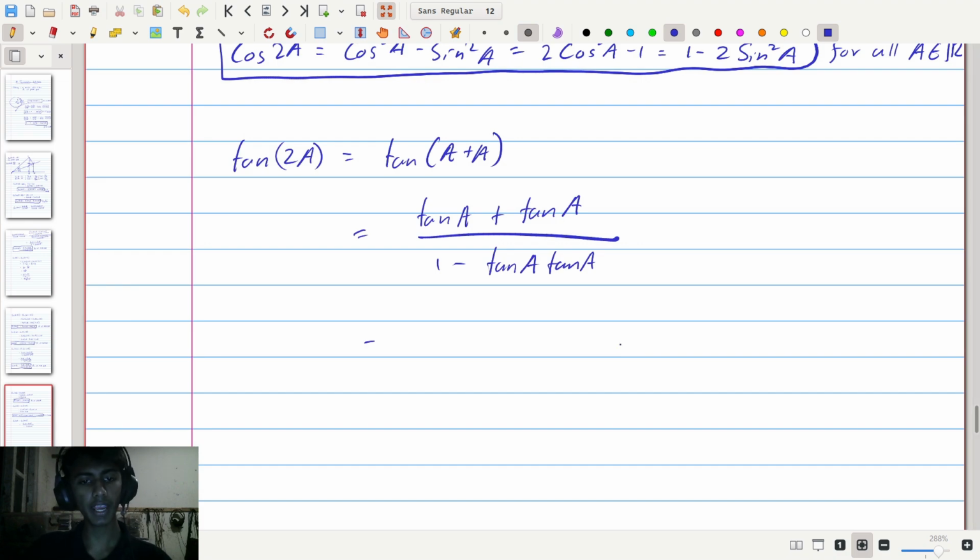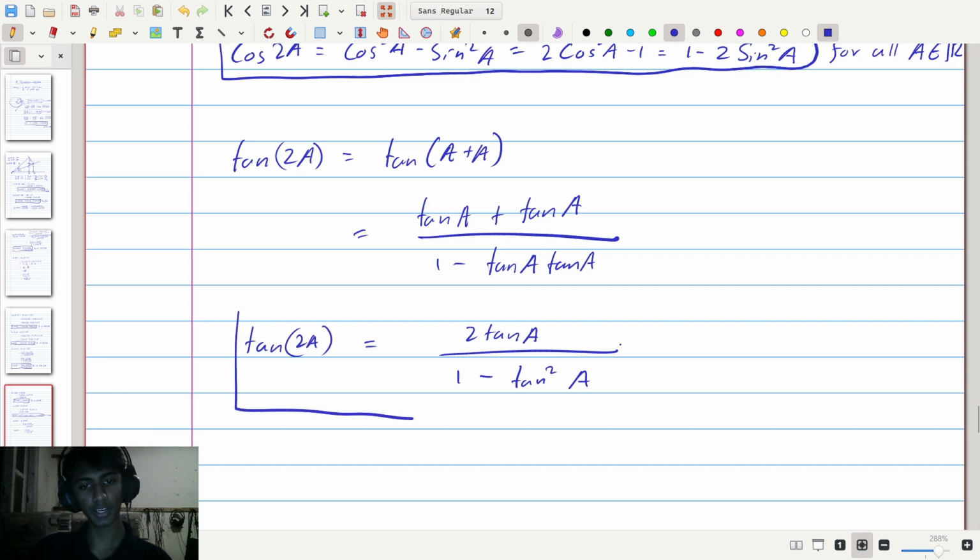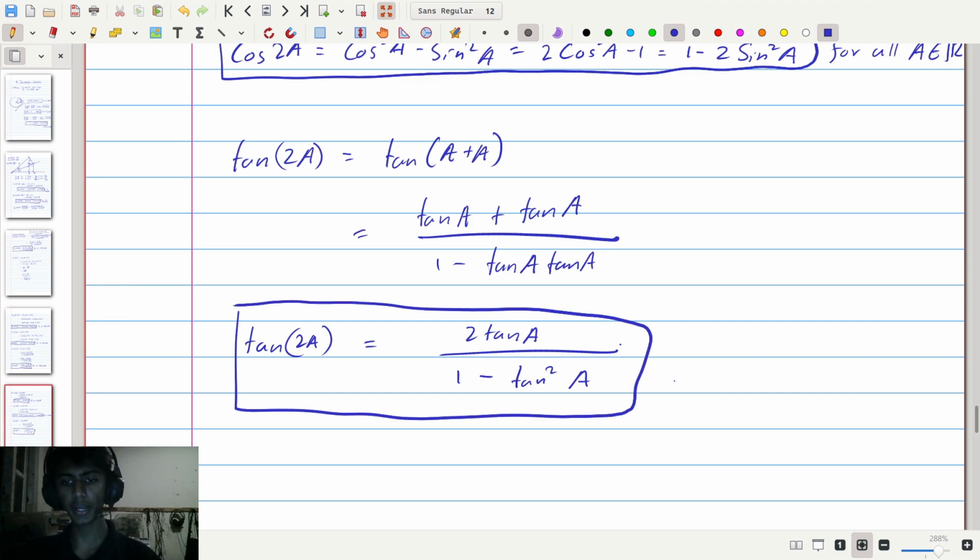Tan A plus tan A can be written as 2 tan A divided by, and then tan A times tan A can be written as tan squared A. So we have 1 minus tan squared A. So we have tan 2A is equal to 2 tan A divided by 1 minus tan squared A, and this is our other identity that we have derived. So this is also an identity. This is true for all A in the real numbers.